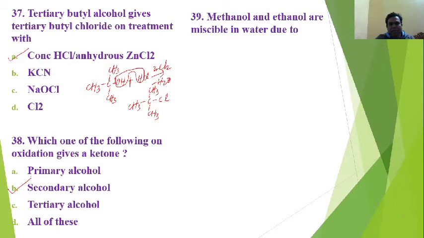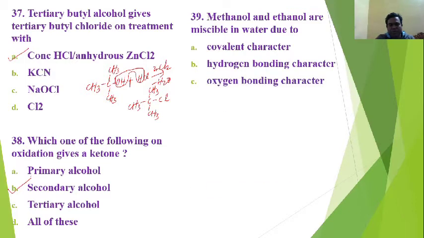Methanol and ethanol are miscible in water due to... We know that methyl alcohol and ethyl alcohol are soluble in water. It is due to option A, covalent character, option B, hydrogen bonding character, option C, oxygen bonding character, option D, none of these. It is due to the formation of hydrogen bonding between alcohol and water.